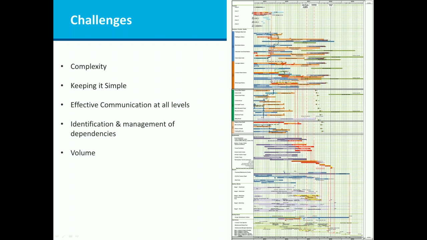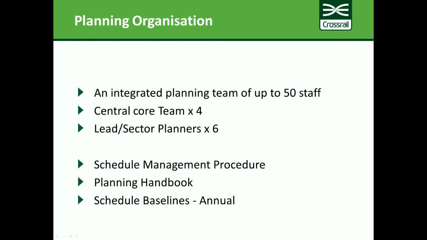There's a lot of it. I'll come on to it in terms of the size of the team that we have. So in terms of planning organization, we have had up to about 50 planners on this program, but a central core team of four staff, and we have a number of sectors to help manage those 50 staff planners. We have a team of 6 sector or lead planners managing, for example, system-wide, where we may have sort of 10 or 12 planners.